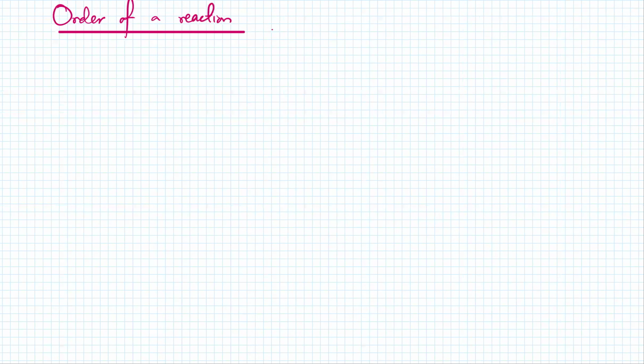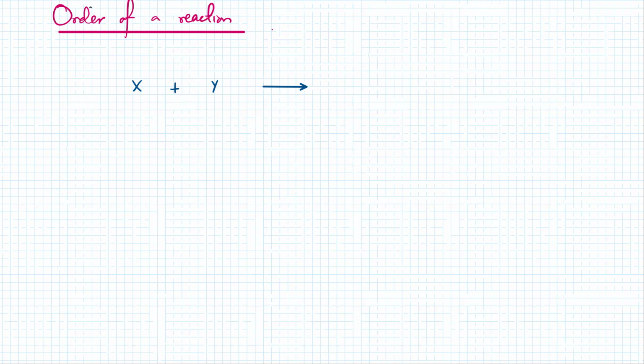Acha, so now we're going to talk about orders of a reaction. So order of a reaction, or specifically order of a reactant. ठीक है, there's an overall reaction order, and then there is order with respect to each reactant. Acha, so what is order of reaction? So let's say you've got a reaction, and there is X and there is Y, and these are reacting, and they're producing something that's Z.